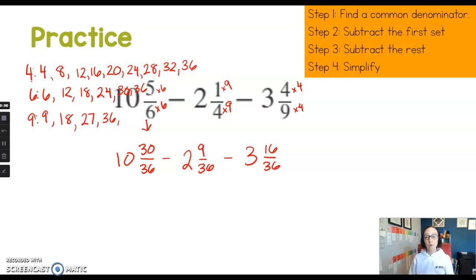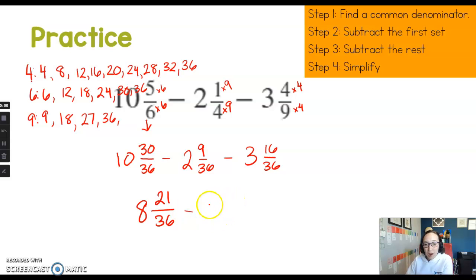Okay, so now we're just going to start and go left to right because we have both subtractions. So according to order of operations, it says to work from left to right in that case. So I'm going to go 10 and 30/36 minus 2 and 9/36. Start with our mixed numbers. 30 minus 9 is 21. My denominator stays the same. You never, ever, ever add or subtract your denominator when it's already a common denominator. And then we do our whole numbers. 10 minus 2 is 8.